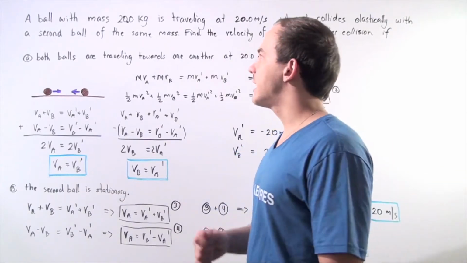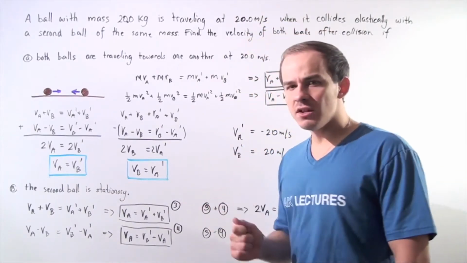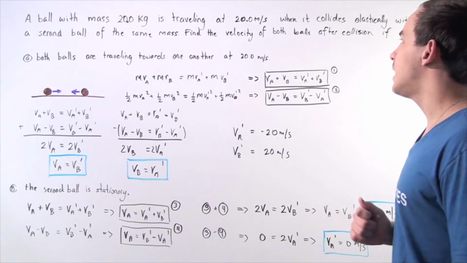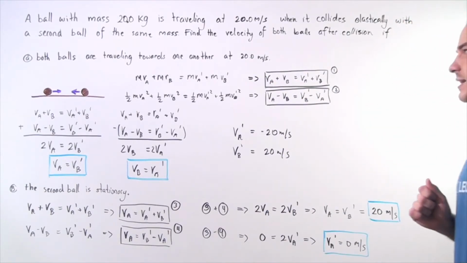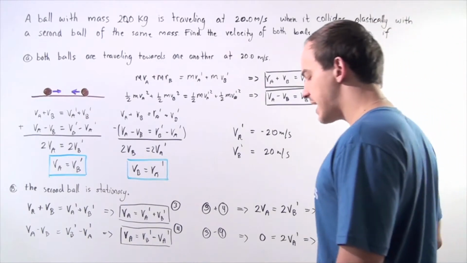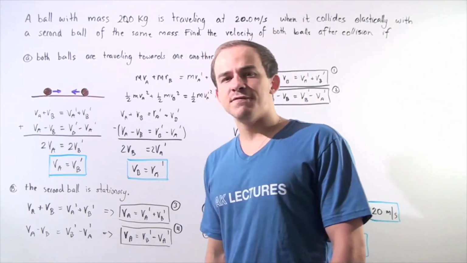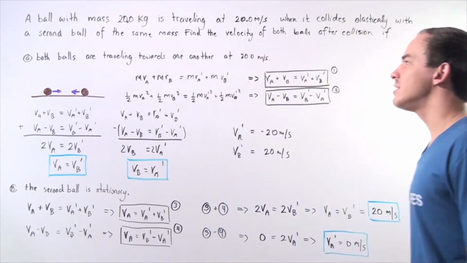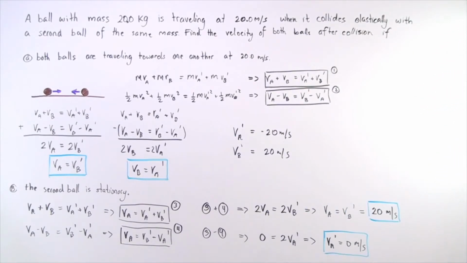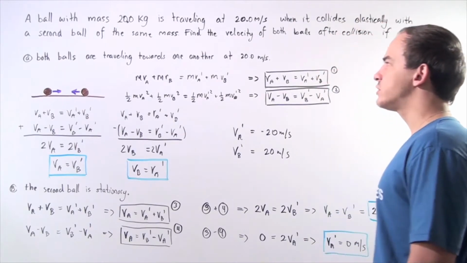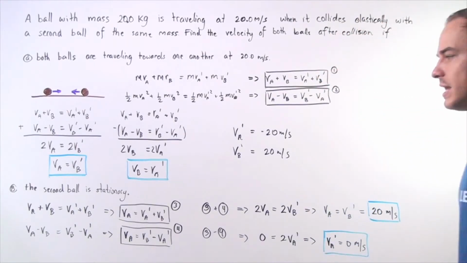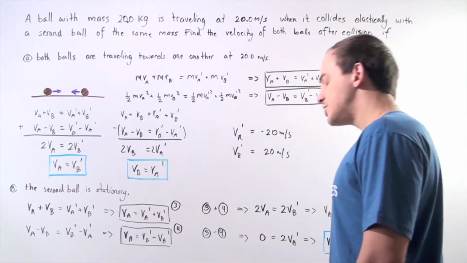So let's suppose that a ball with mass 20 kilograms is traveling with a velocity of 20 meters per second when it collides elastically with a second ball of the same mass. So we want to find the velocity of the two balls after our collision takes place if A, both of these balls are traveling towards one another at 20 meters per second, and B, the second ball is stationary.